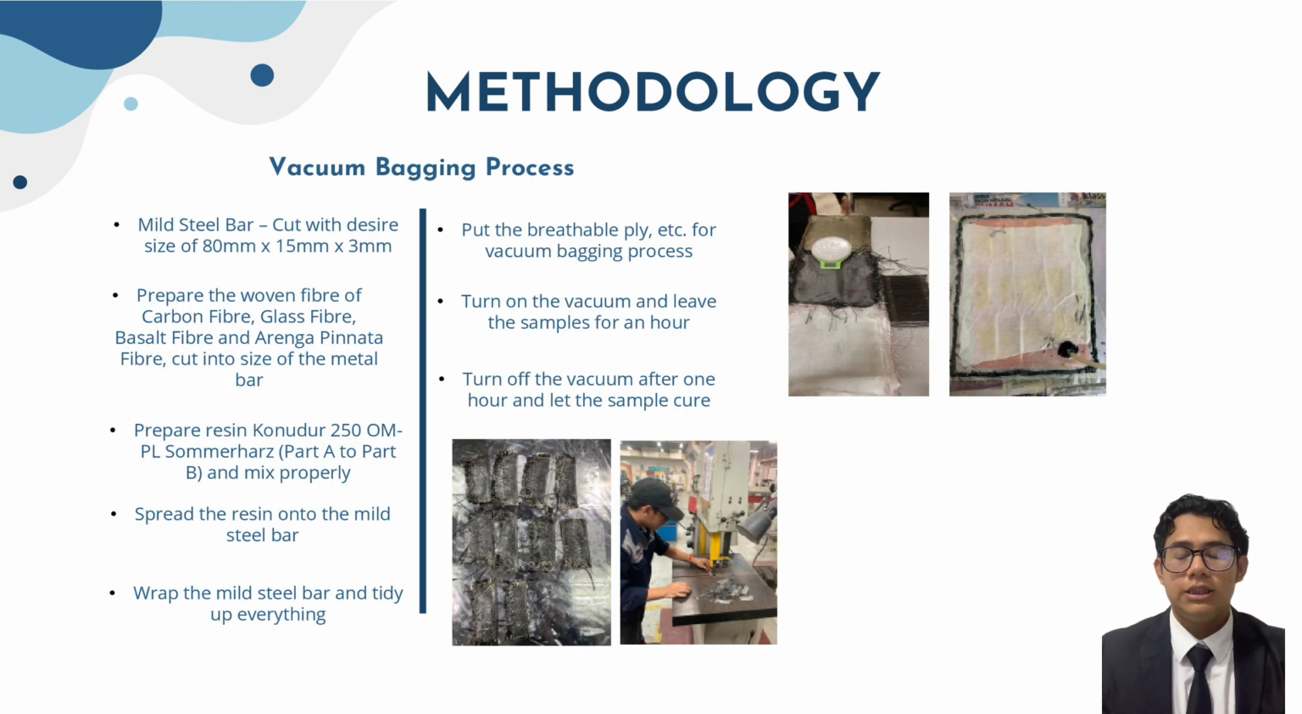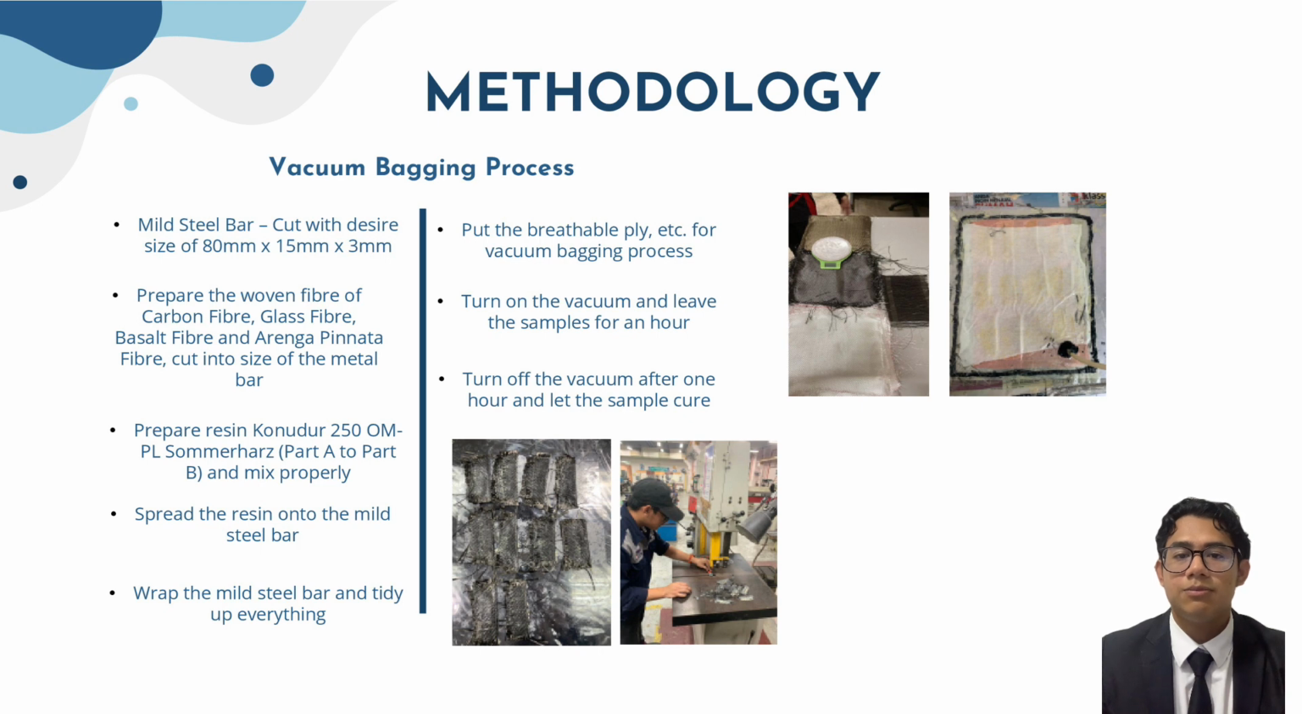Moving on to methodology, which involves the vacuum bagging process. Vacuum bagging process is essential, as it is the first step of the sample fabrication in this project. Okay, the first step is to prepare for the vacuum bagging process. First, we need to prepare the metal. In this project, I will use a mild steel bar with a sample size of 80 mm by 50 mm and 3 mm of thickness.